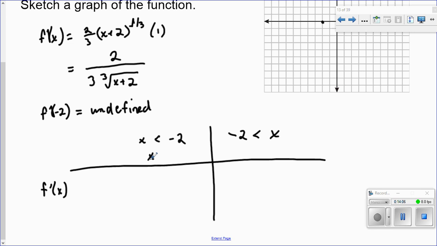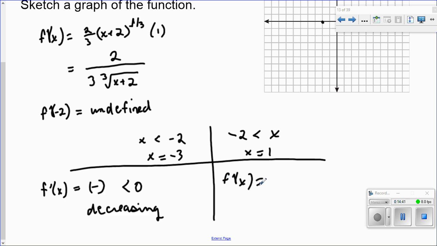Now I need a value here. Let's use -3, and let's use 1 here. Any value works in there. So what's the sign of my derivative function at -3? It looks like it's a negative third root. Third root of a negative is still a negative. That's less than 0, so this is decreasing. So my function's decreasing at less than -2. And what's happening when x is 1 here? That would be a positive situation, and that's greater than 0, so that's increasing.